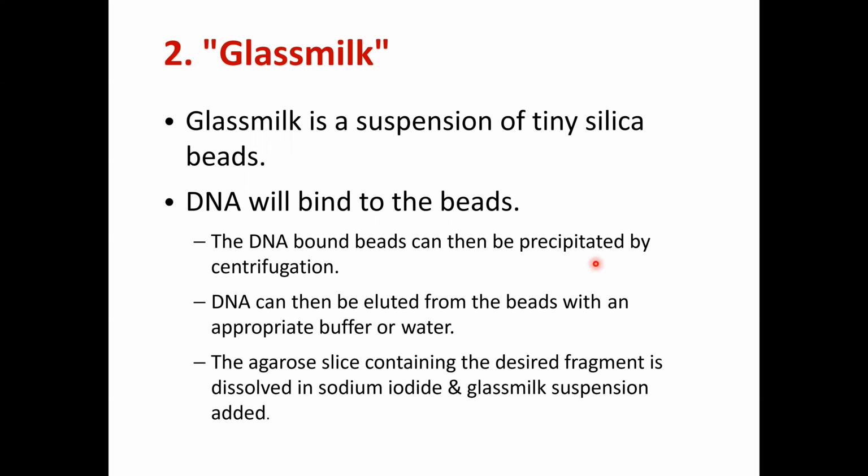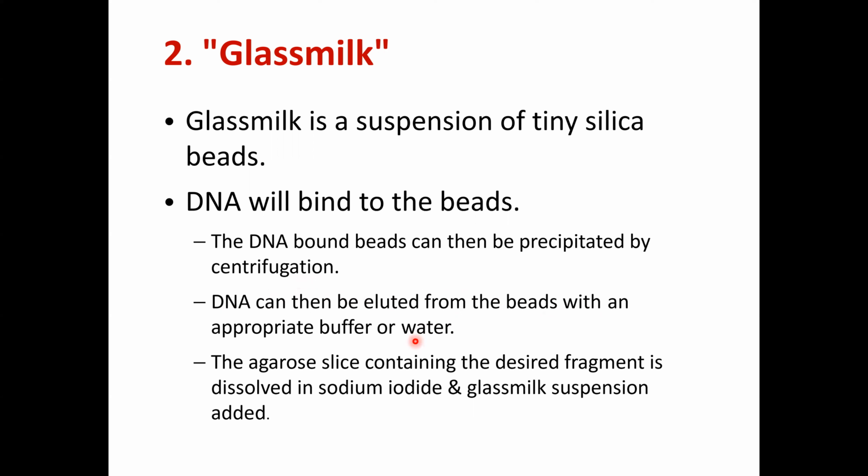So we have another method which is called the glass melt. Glass melt is basically a suspension of very tiny silica beads. These beads will help to bind your DNA, so the DNA will bind to the tiny silica beads. Since the DNA is bound to the beads, it can be precipitated by centrifugation at high speed. Then the DNA can be eluted from the beads with an appropriate buffer or water.